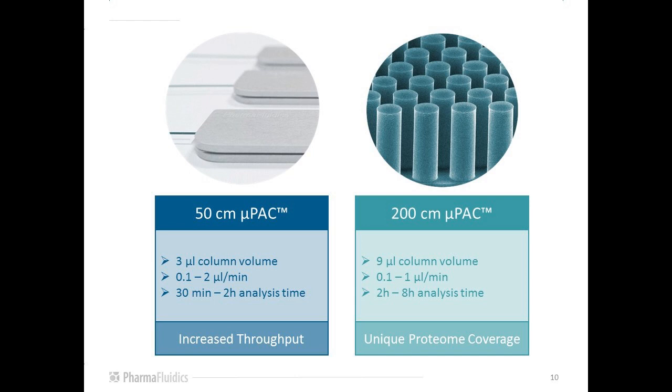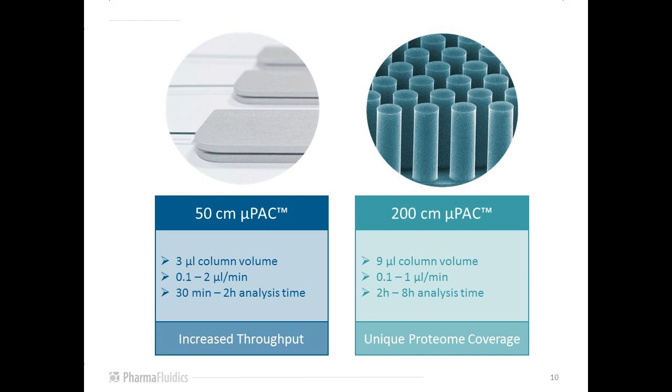At the moment, we offer 2 different lengths for our analytical µPAC columns. With a column volume of 3 microliter and a flow rate ranging from 0.1 to 2 microliter per minute, the 50 centimeter µPAC column is ideally suited to perform more routine analysis where increased throughput is needed.